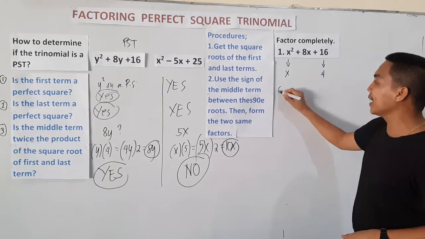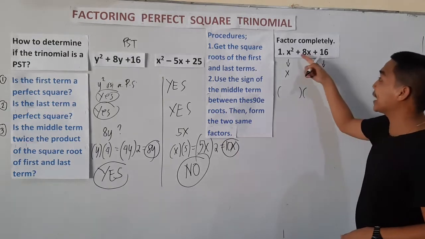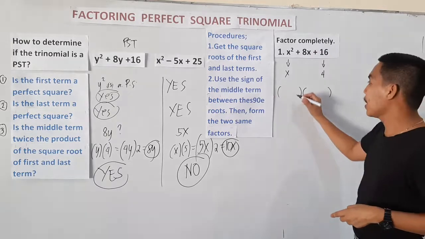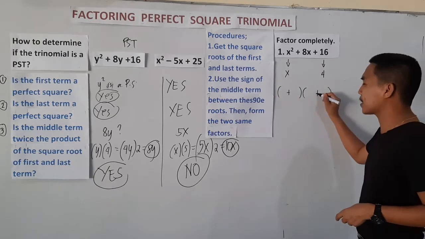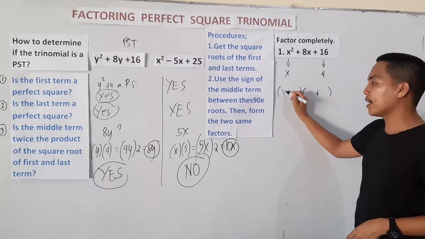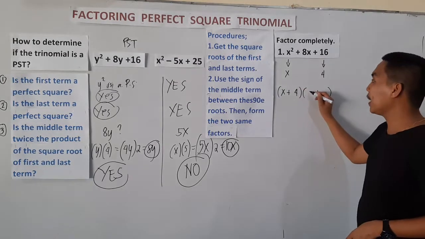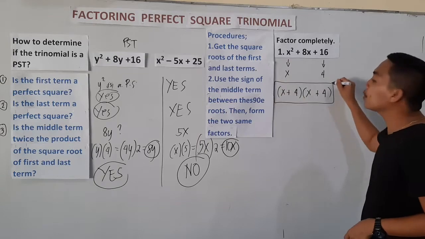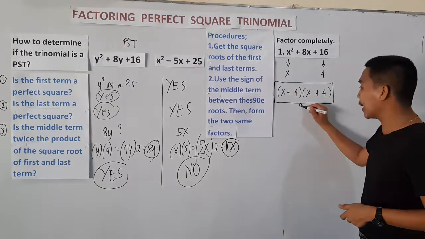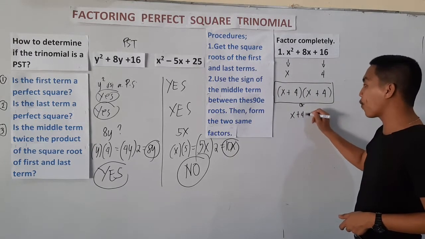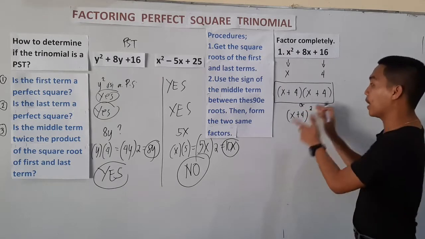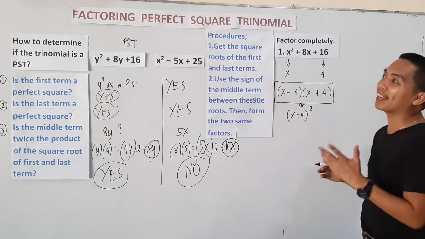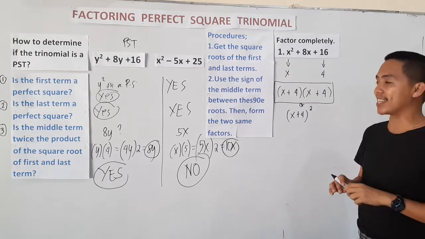So, use the sign. By the way, ano pala ang sign ng middle term? That's positive or plus. So, use the sign plus. Okay, copy the 4. Therefore, these are our factors. Ganyan lang kadali. Or you can write this one as x plus 4 squared. Same lang, dalawahin daw siya. Naintindihan nyo? That's how easy it is to factor PST.